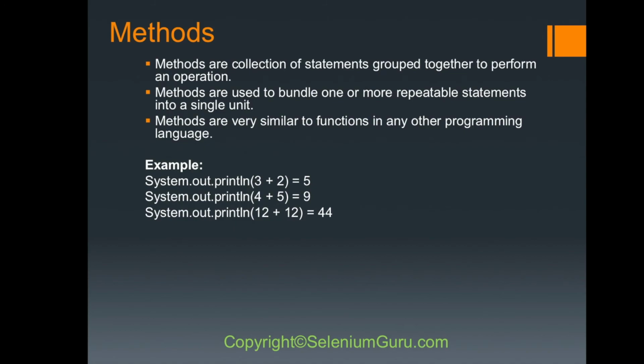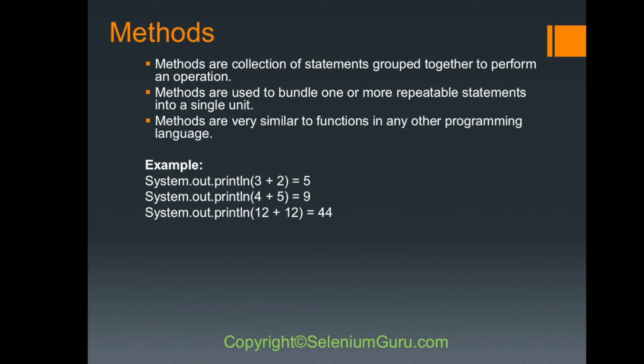Next, I want to give an example. Let's say you want to do addition of two numbers. Addition is an arithmetic operation, and you can add n numbers, integers, or double values, which are decimal values. Without using a method, you can do System.out.println with two integers: 3 plus 2 is 5, 4 plus 5 is 9, 12 plus 12 is 24, and so on.